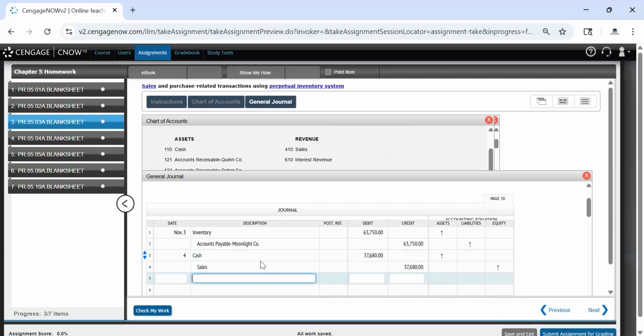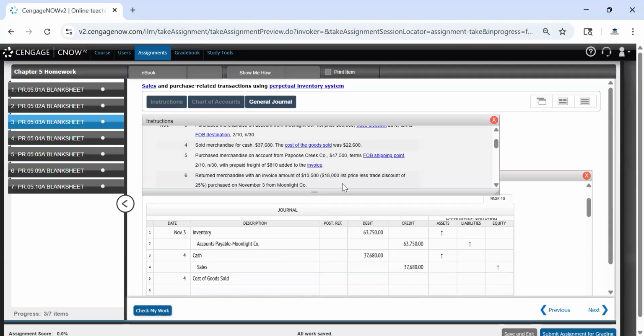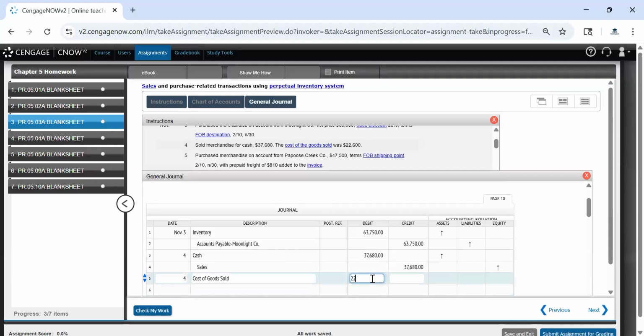Now we need to record the sale of the inventory and our cost of goods sold. And the cost of the goods sold is given to us at 22,600. And this is going to reduce our on-hand inventory.